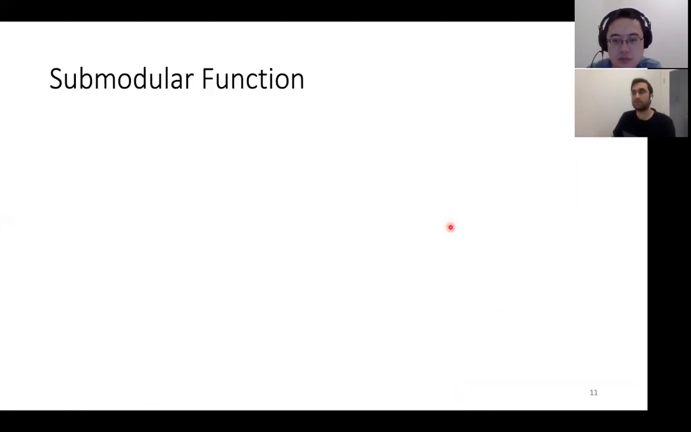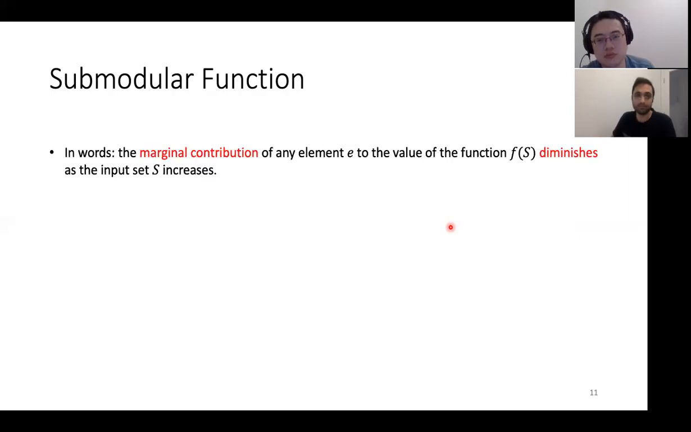The set functions that we consider here are submodular functions. These are a class of set functions which are very popular in the computer science, math, and machine learning communities, and they have nice properties that make optimization over them simpler. Let me start with the intuitive definition of the submodular function. If I want to put it in words, the marginal contribution of any element E to the value of the function diminishes as the input set S increases. What does it mean?